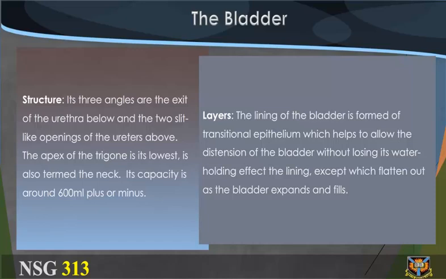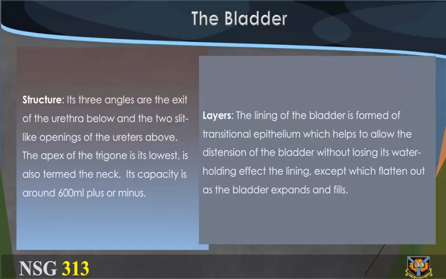The bladder. Structure. The trigone has three angles: the exit of the urethra below and the two slit-like openings of the ureters above. The apex of the trigone is its lowest part, also termed the neck. Its capacity is around 600 ml, plus or minus.